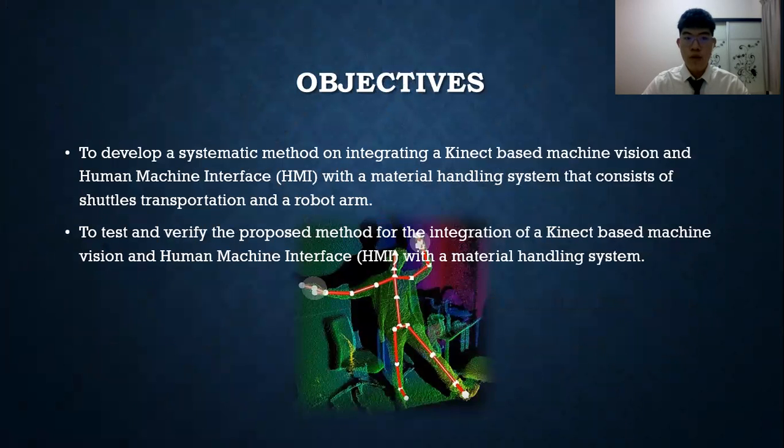So we have two objectives for this project. The first one is to develop a systematic method on integrating a Kinect-based machine vision and human-machine interface with a material handling system that consists of shuttle transportation and a robot. And the second one is to test and verify the proposed method for the system integrations.